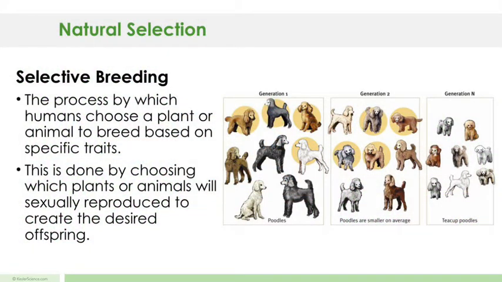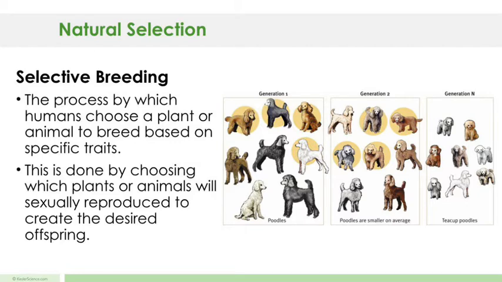Artificial selection is also known as selective breeding, and this is the process where humans can choose a plant or an animal, and they take two plants or animals and they sexually reproduce them to come up with a desired offspring. There are specific traits that humans choose in the plant or the animal breed that they want to acquire from each individual breed.